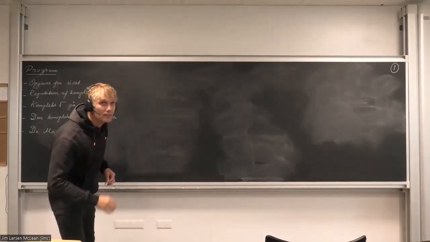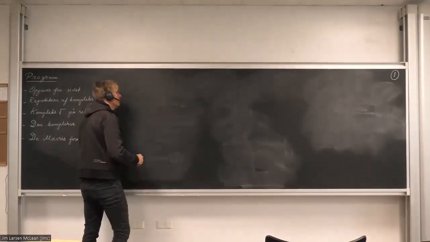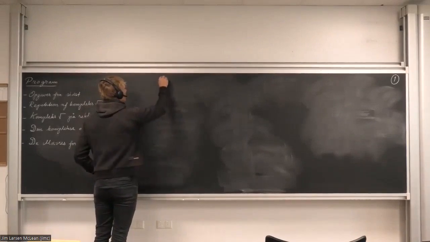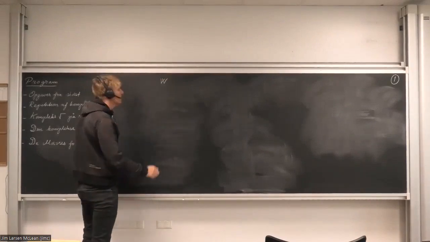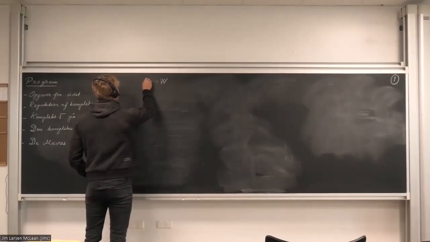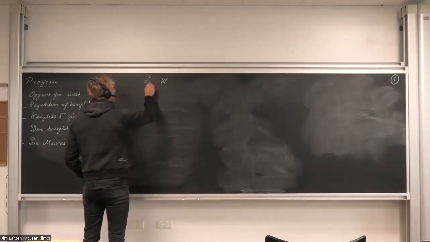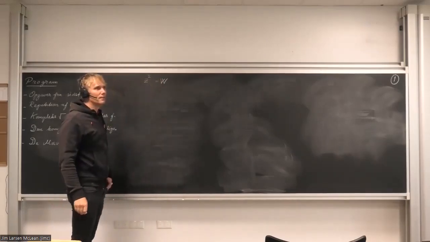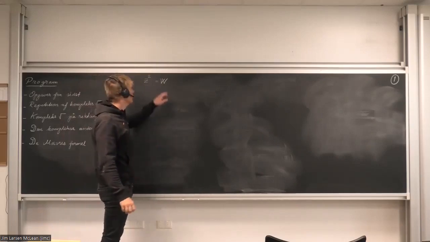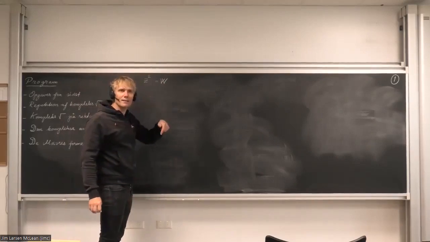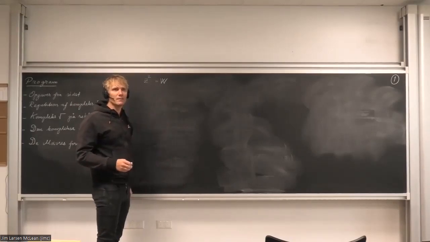What did you hear last time? What you heard last time was that we have some number w, which we know, and we are looking for all the complex numbers z that we don't know, which when squared will give w. So what do we mean by the square root of w? It's any number that when squared equals w.